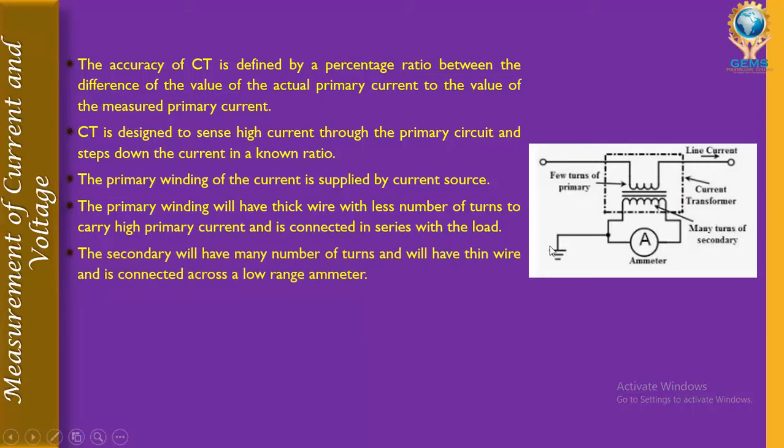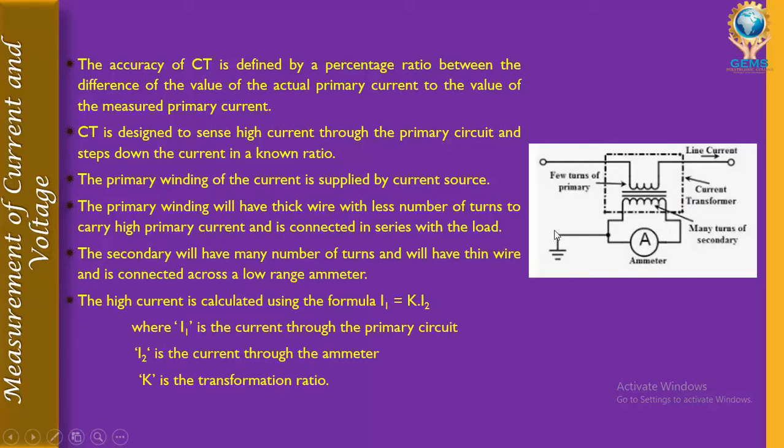The secondary will have many turns, but it has a thin wire and it is connected across a low range ammeter. So we can see two terminals here are connected to the ammeter and one terminal is taken to the ground. The high current is calculated using this formula: I1 equals K times I2, where I1 is the current flowing through the primary circuit or primary winding, I2 is the current flowing through the secondary winding, and K is the transformation ratio. So K here will be I2 by I1.